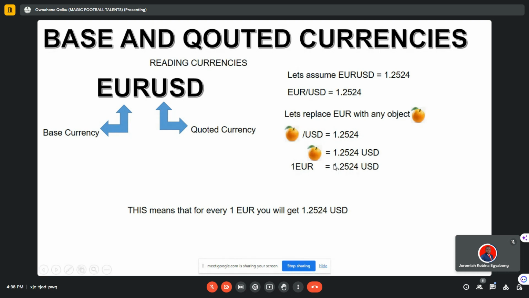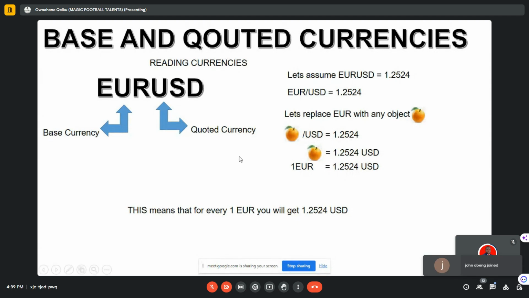It's 1.2524 US dollars. According to Ghana cedi to US dollar, in print you say $1 is about 12 cedis. In the actual sense, $1 equals 12.00 cedis. That is how we trade currency, in pairs.